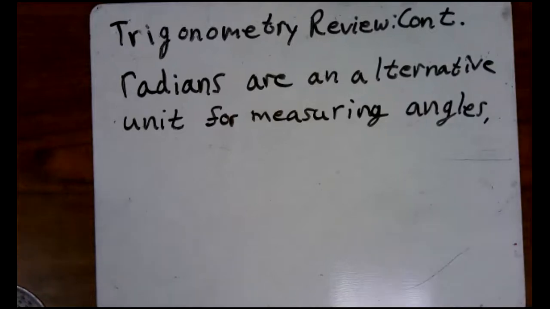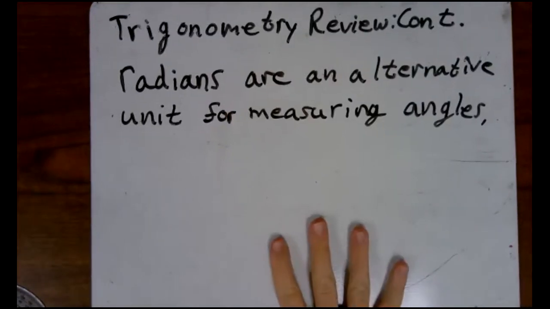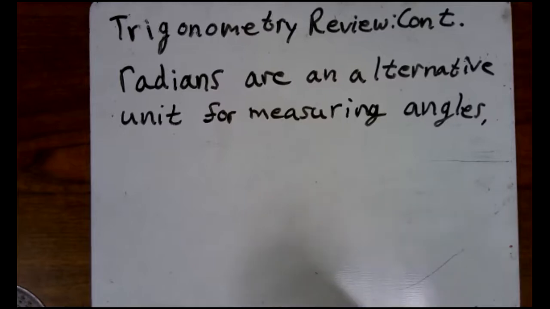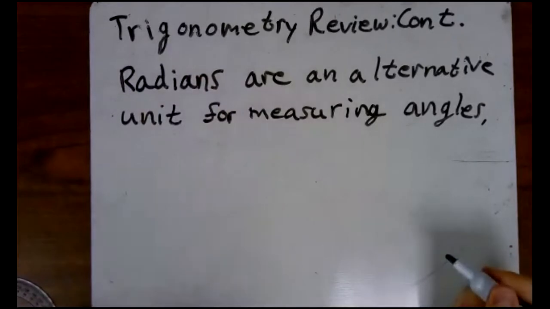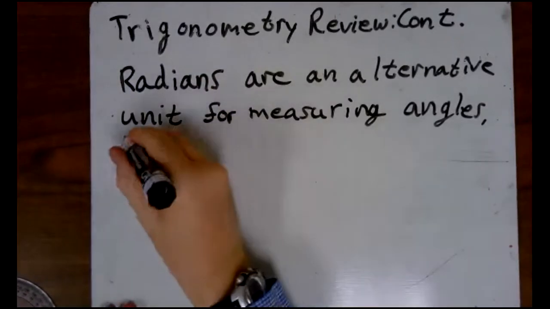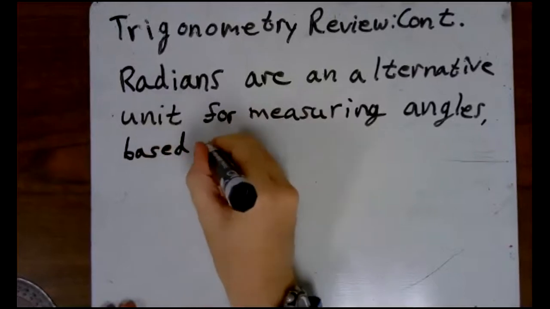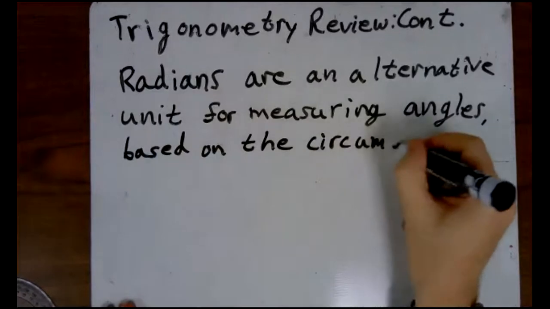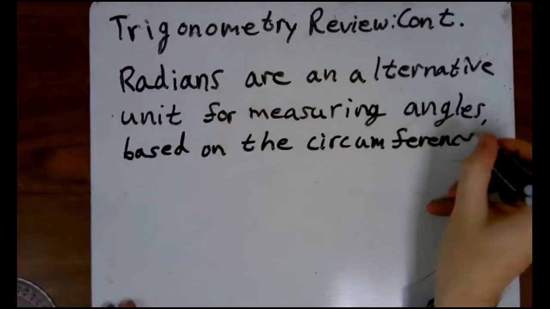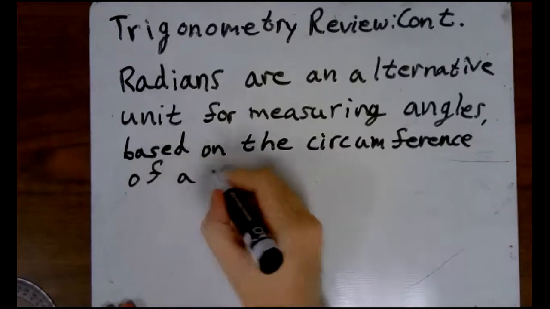So mathematicians developed a way of measuring angles that has more to do with the properties of a circle. So radians are an alternative unit. This should be a capital R. Radians are an alternative unit for measuring angles based on the circumference of a unit circle.